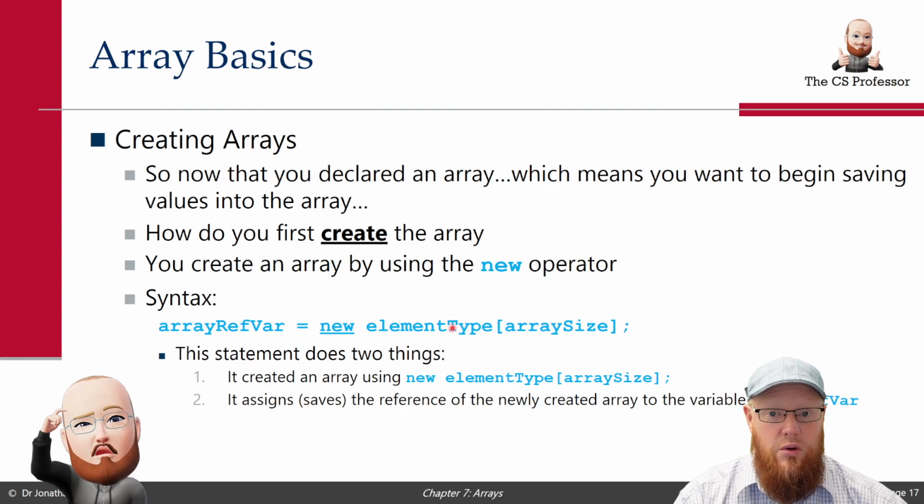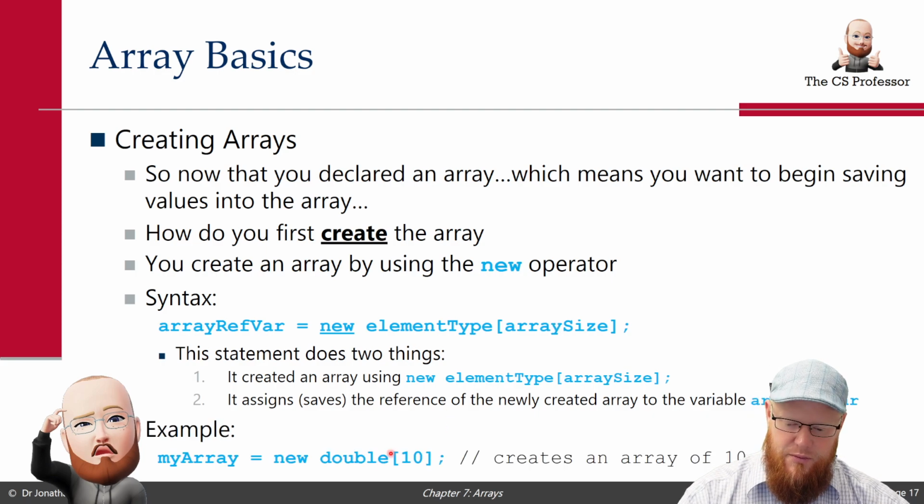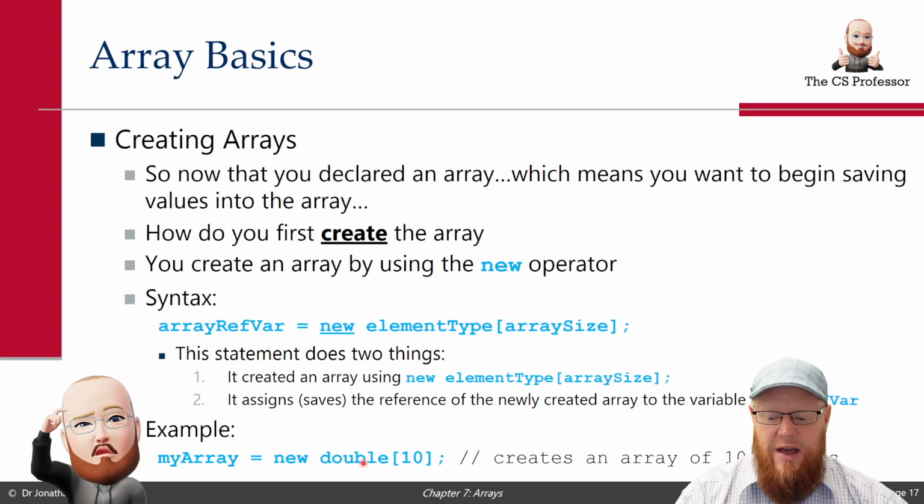And once again, you indicate the data type of the array. And here you specify the size. How many elements would you like to be in that array? So here's what we have. We have myArray equals new double 10. And then we save all of that result into myArray.